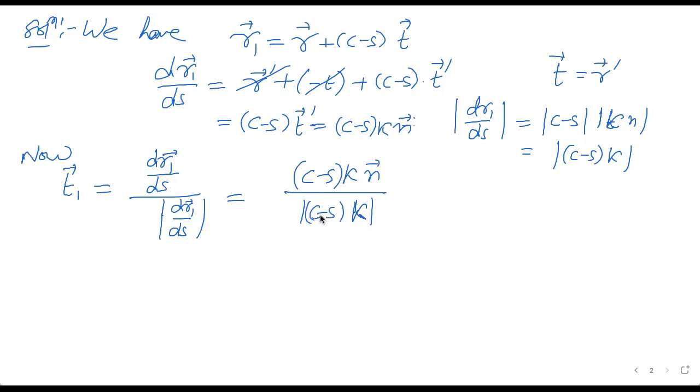Now you know C minus S may be positive or negative. These are some quantity, scalar quantity. So it may be positive or negative, depends. C minus S. So what will be the quantity? You have some number upon its mod. So when you divide, what can I write? Can I write plus minus n?